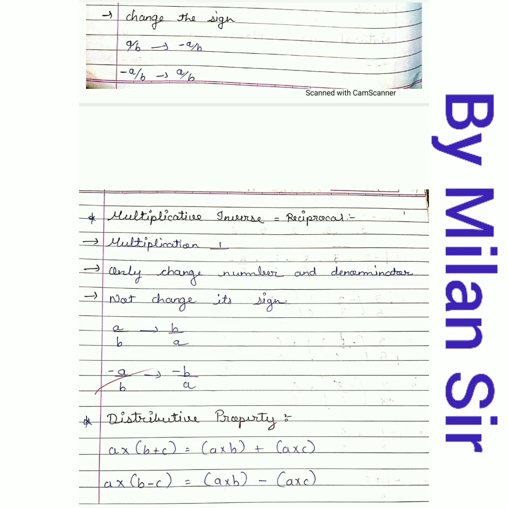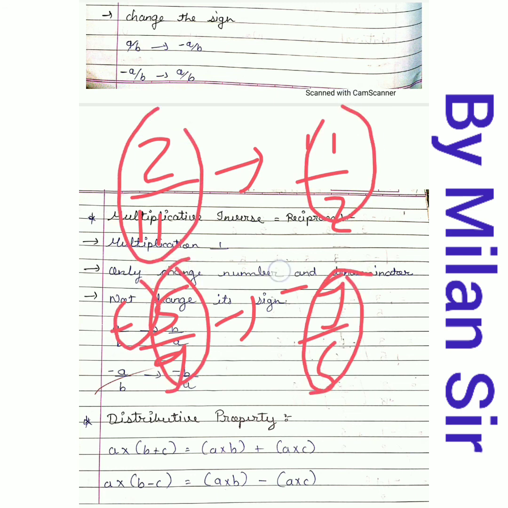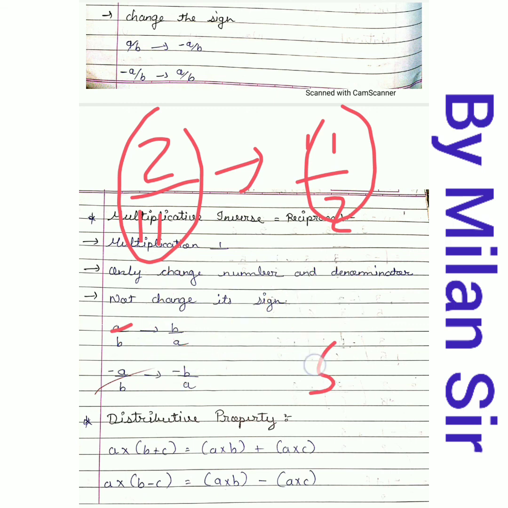Okay. If a by b is there, the multiplicative inverse is b by a. If minus a by b is there, it is minus b by a. That means if 2 by 11 is there, it is 11 by 2. If minus 5 by 9 is there, it is minus 9 by 5. Okay, 5 by 9, 9 by 5. 2 by 11, 11 by 2. Here minus, so minus. This is the multiplicative inverse.